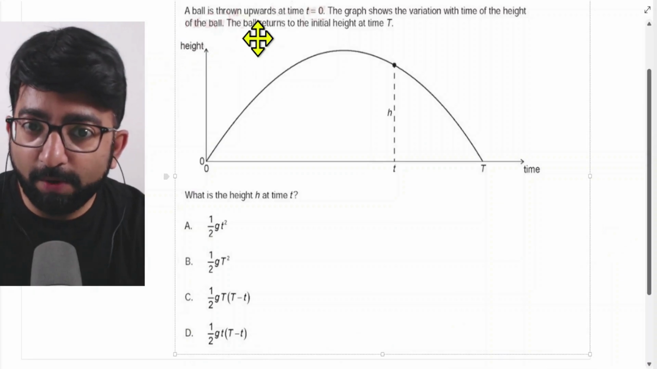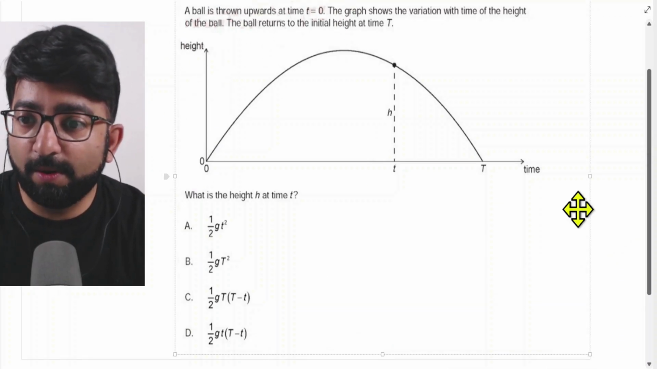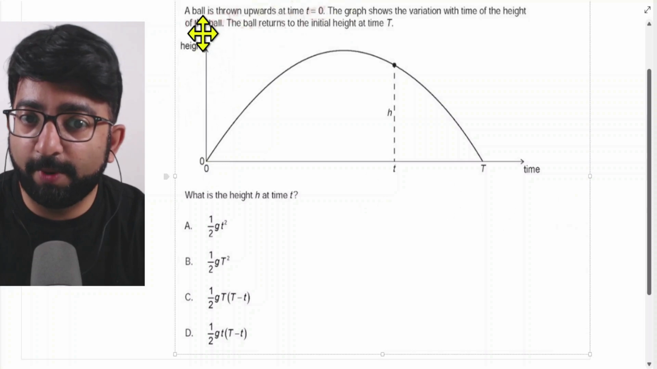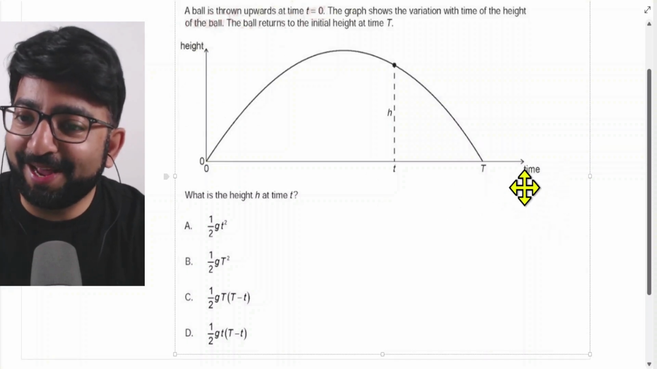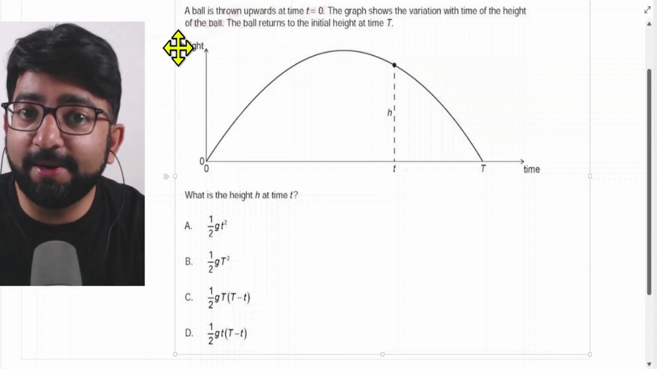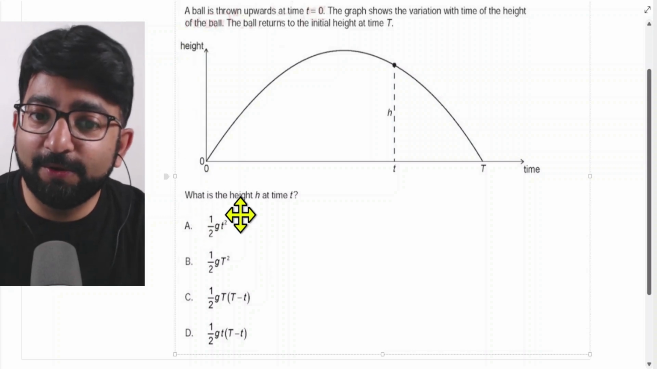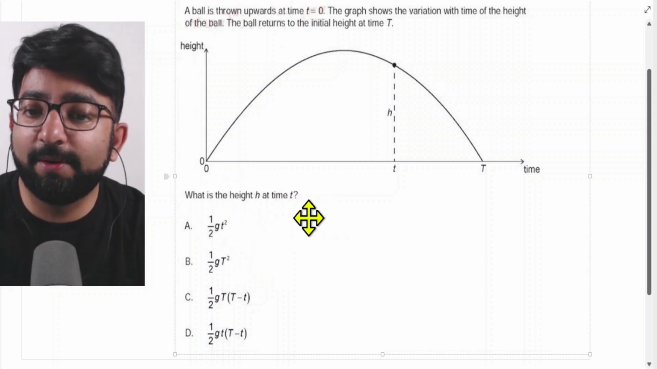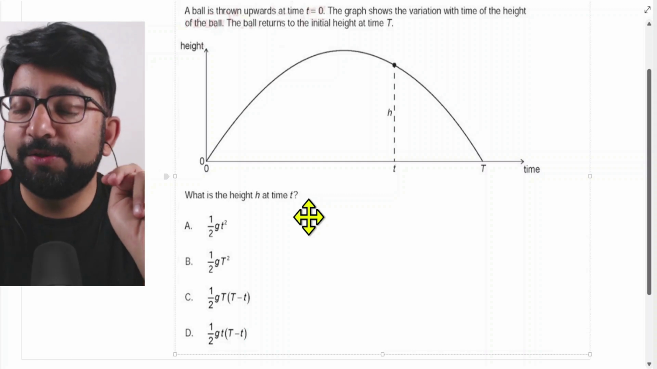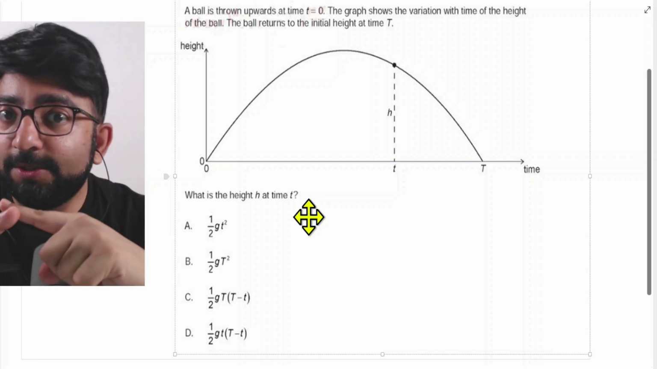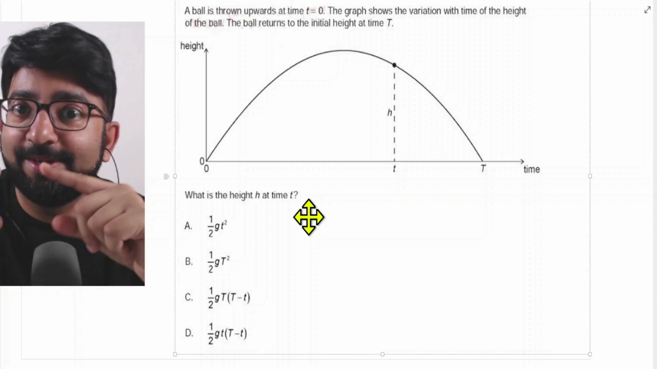So here we have a ball which is thrown upwards, and the graph is between the height traveled by the ball and the time. The x-axis is time and the y-axis is the height covered by the ball. We need to find the height at a particular time t. Now there are two ways of solving this question. The first method which we are going to do is a smart method.